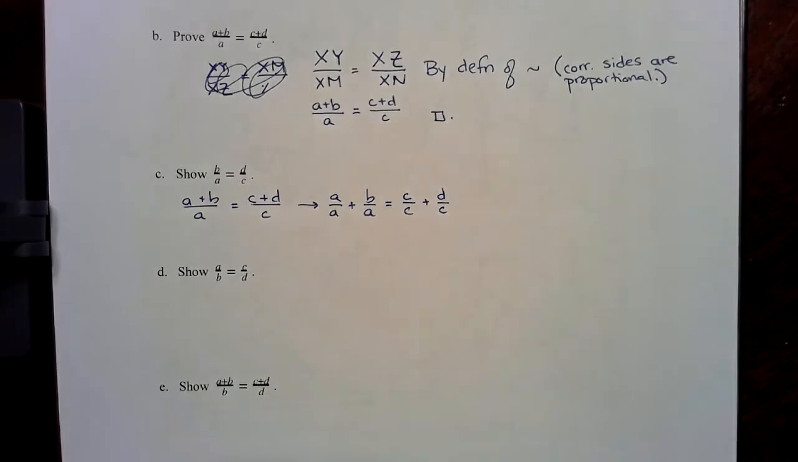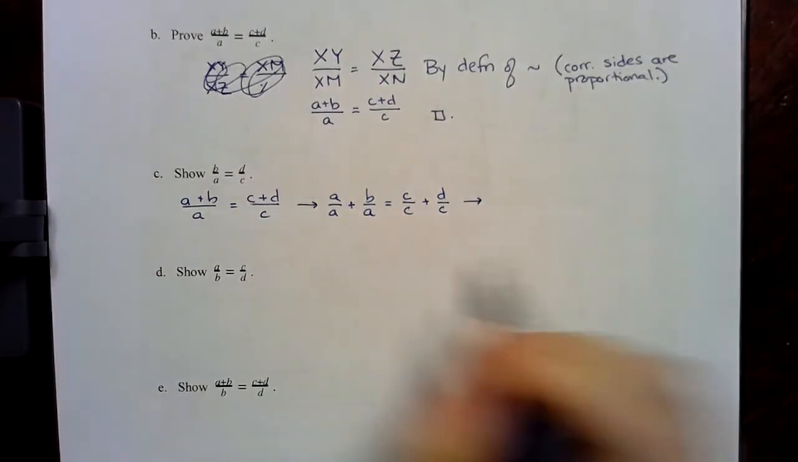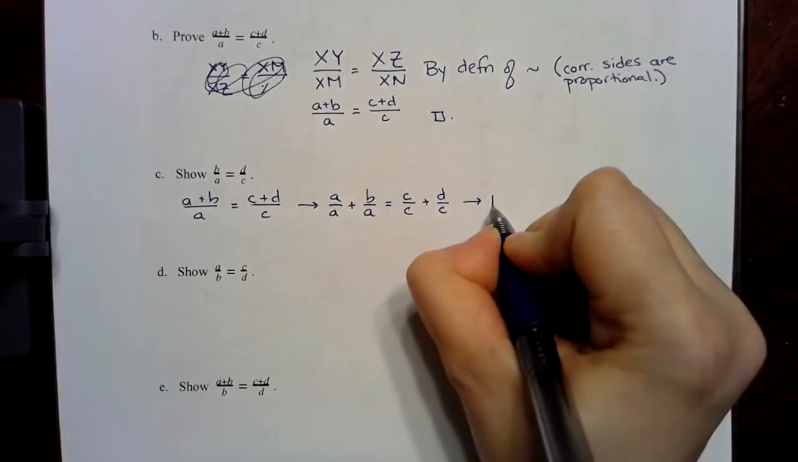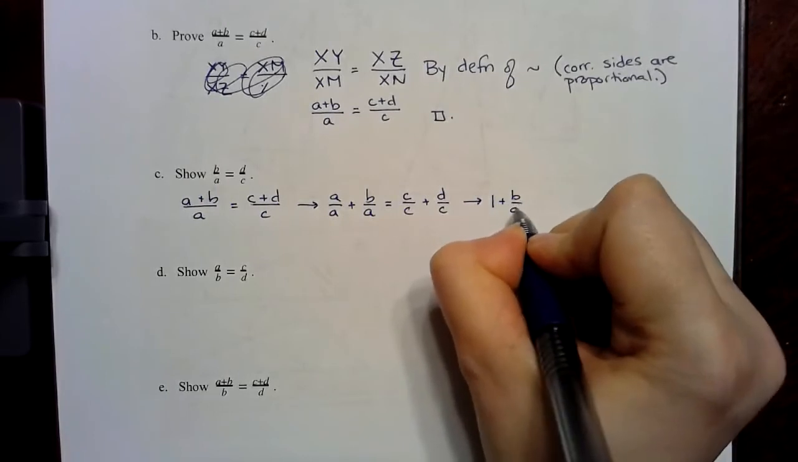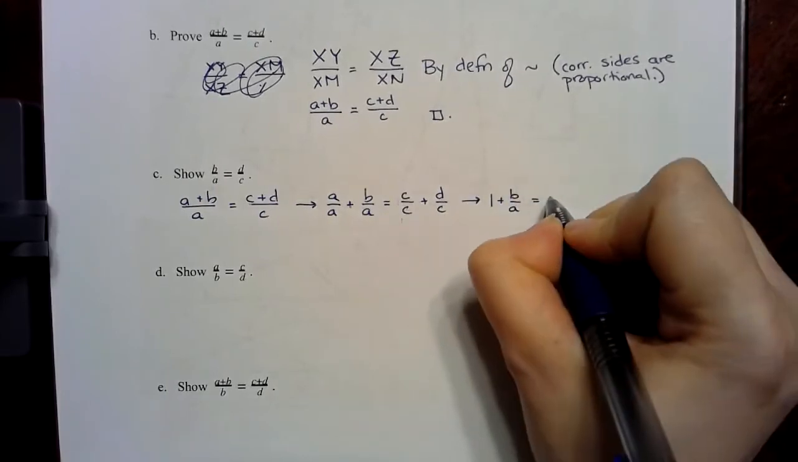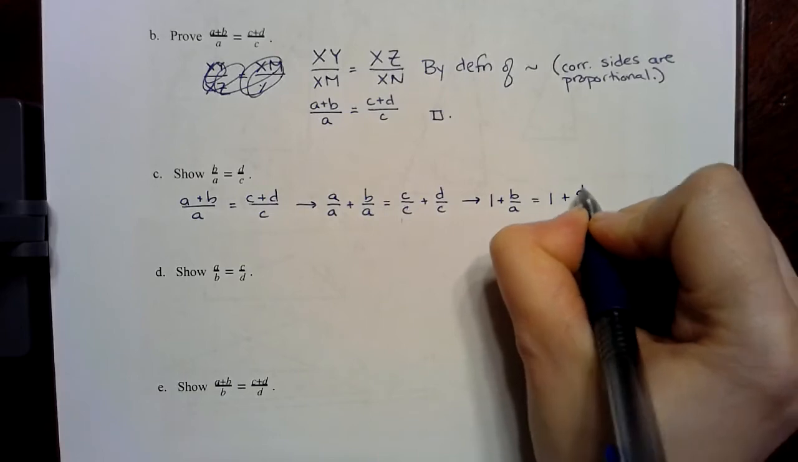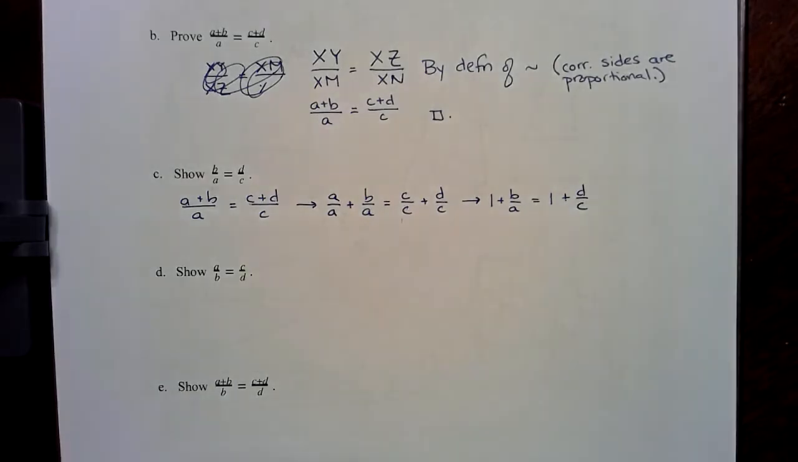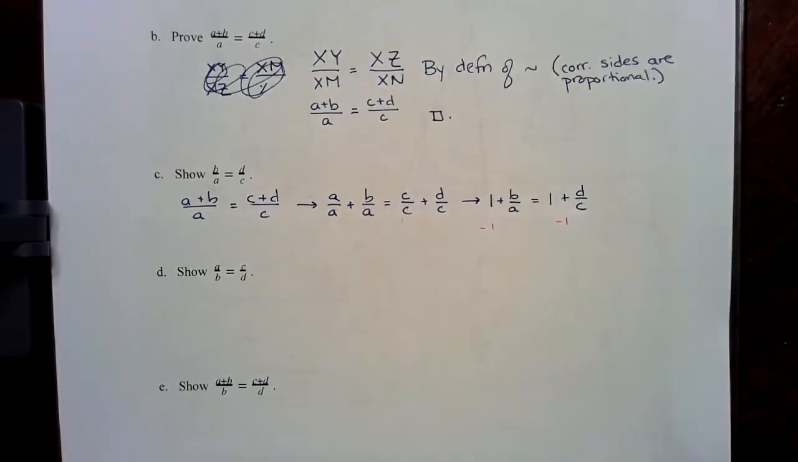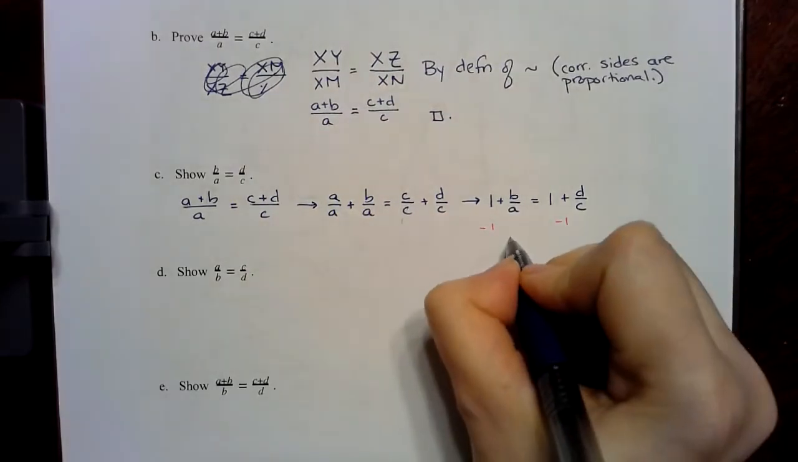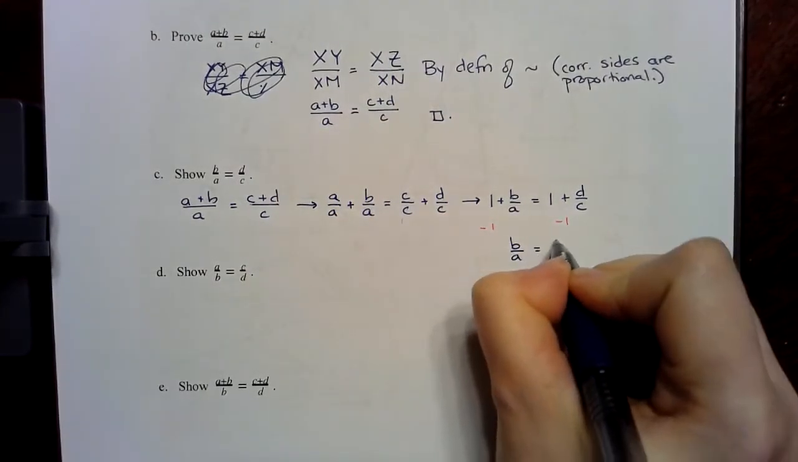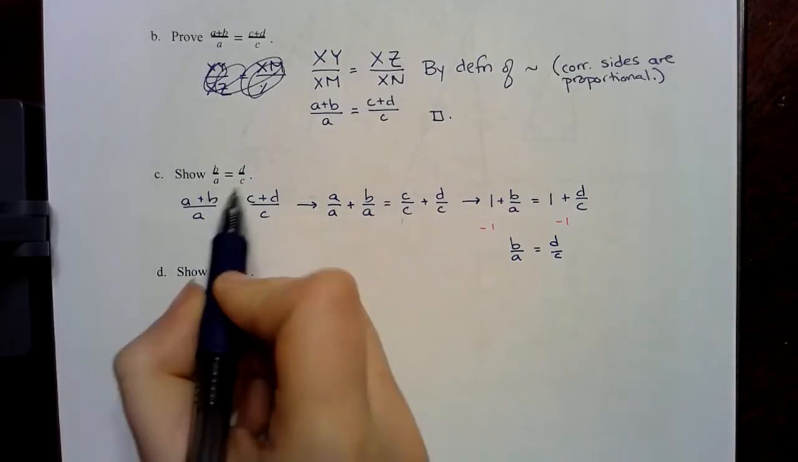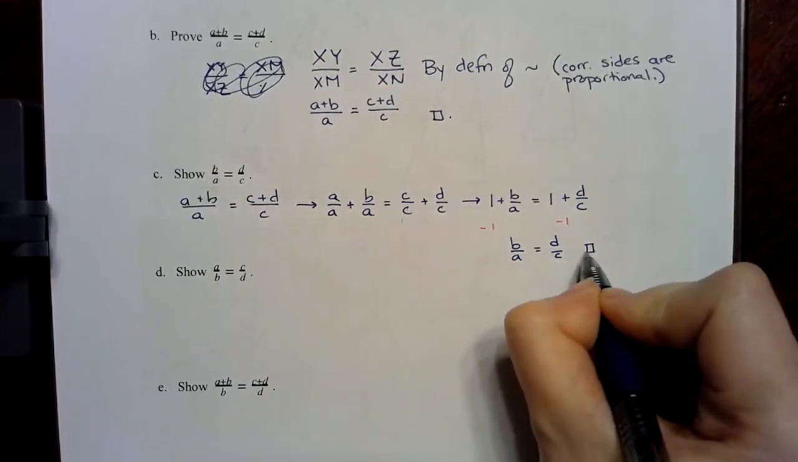And again there. Well, A over A is just 1. And C over C similarly is just 1. So if I subtract 1 from each side, I will learn that B over A equals D over C, which is what I was trying to prove.